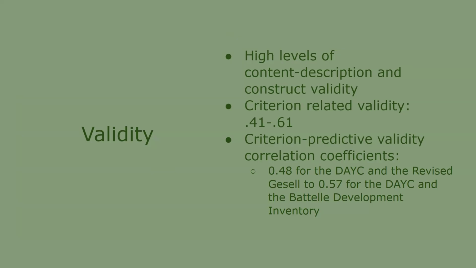The results were they got a 0.48 for the DAYC, which is again the assessment that I'm presenting on right now, and the revised Gesell, and a 0.57 for the DAYC and the Battelle Development Inventory. Because it came up with two different scores for the two different measurements that it went up against, but they were positive relationships, as you can see, which is good because it means that they're both measuring the same thing in the same way.